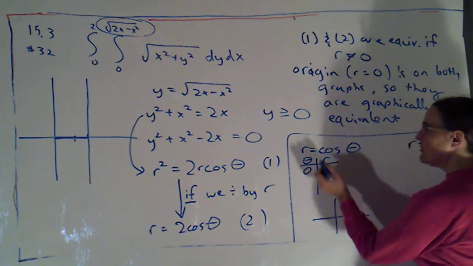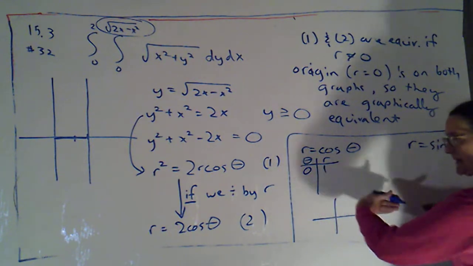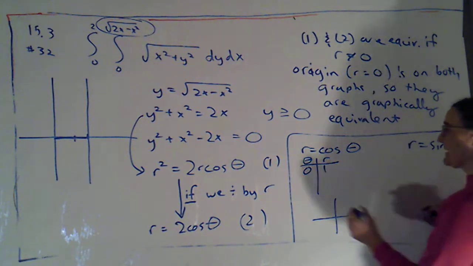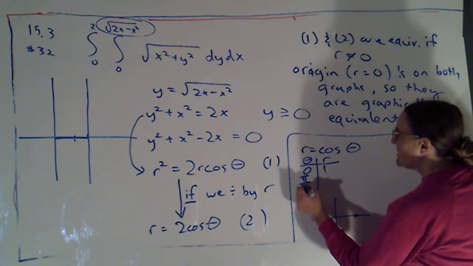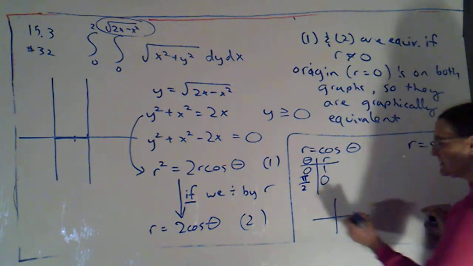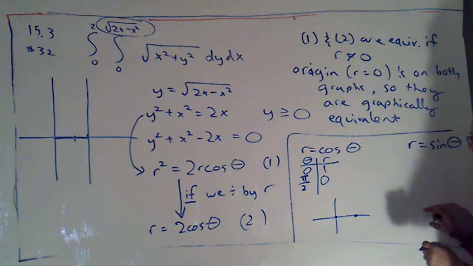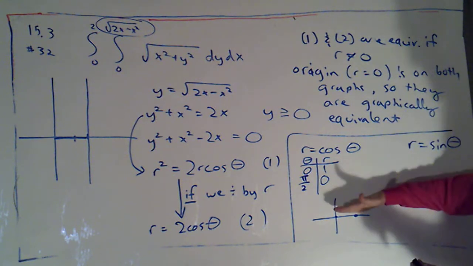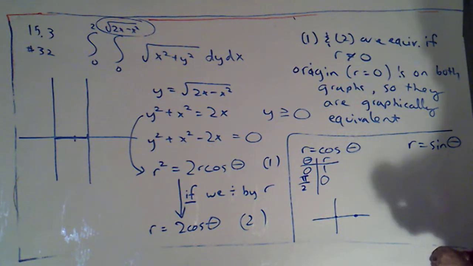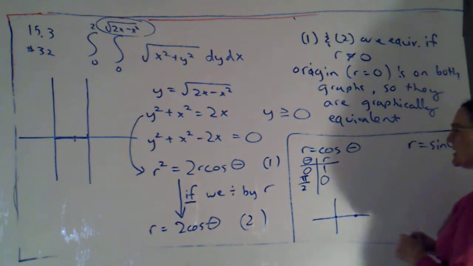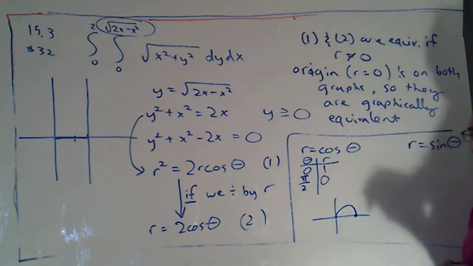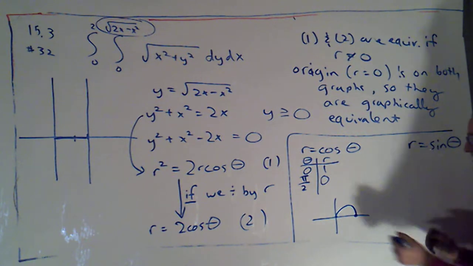If theta is 0, cosine of 0 would be 1. So when theta is 0, we're at 1. So we're at the point 1, 0 on the x-axis. When theta is equal to pi over 2, which is my next quadrantal angle, cosine is 0, so we would be here. And as theta varies from 0 to pi over 2, what is r doing? Well, it's decreasing. Okay. So as we rotate, r is getting smaller. Turns out we're drawing the top half of a circle, like so.